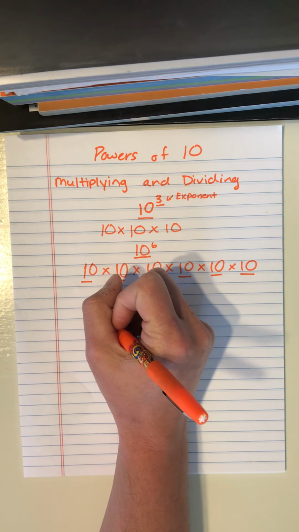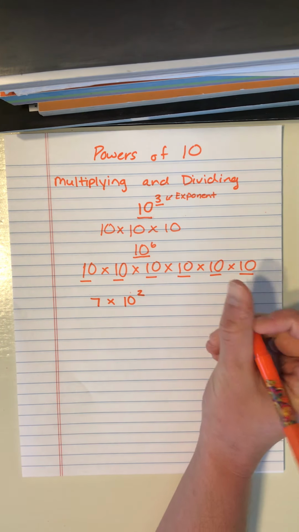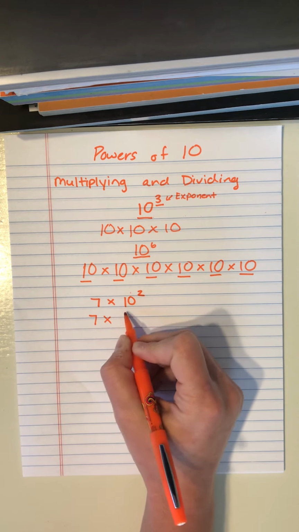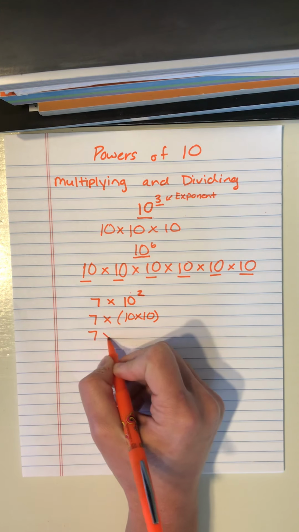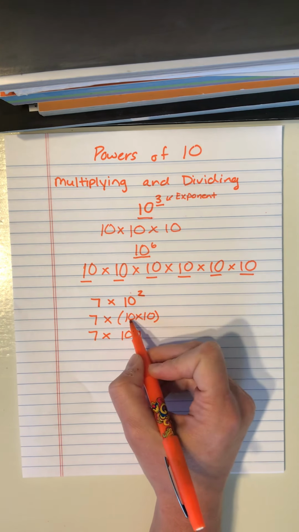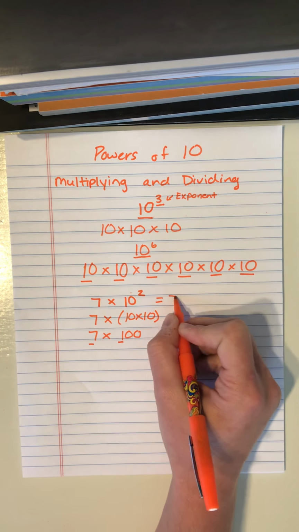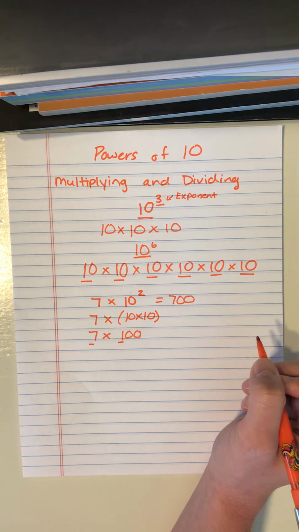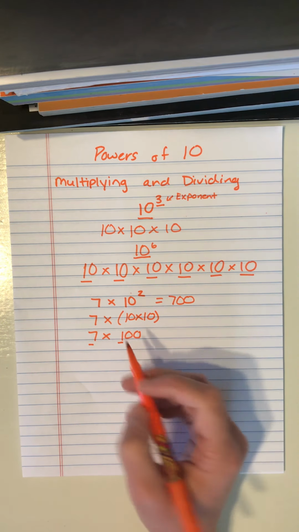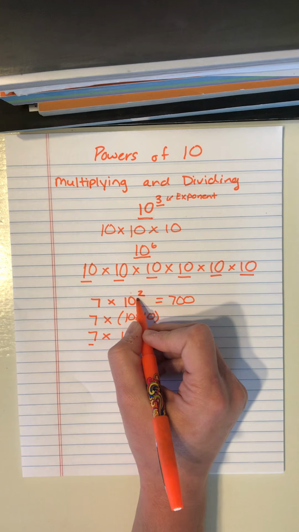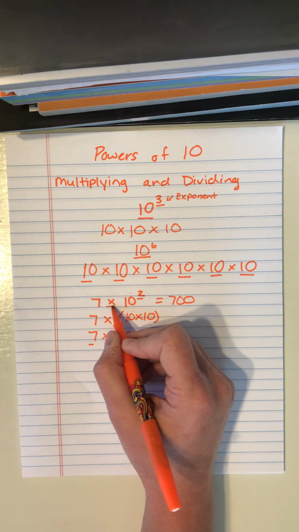So, if I have 7 times 10 to the second power, that means 7 times 10 times 10, or 7 times 100, because 10 times 10 is 100. Then we can solve that easily by doing 7 times 1 is 7, okay? And adding our 2 zeros. So we can take a shortcut here, and we can focus on just our exponent and how many place values that's going to increase or decrease depending on if we're multiplying or dividing.